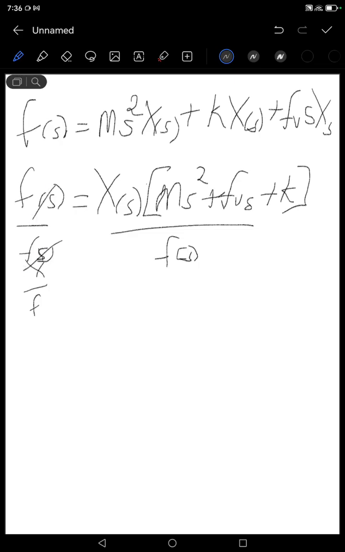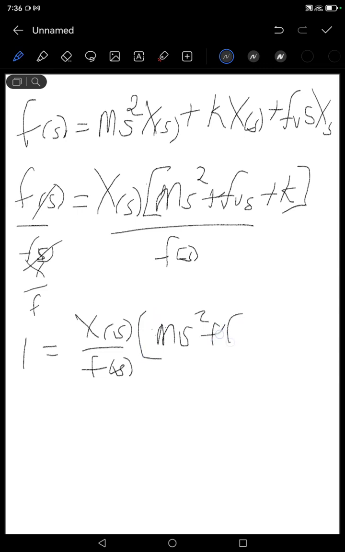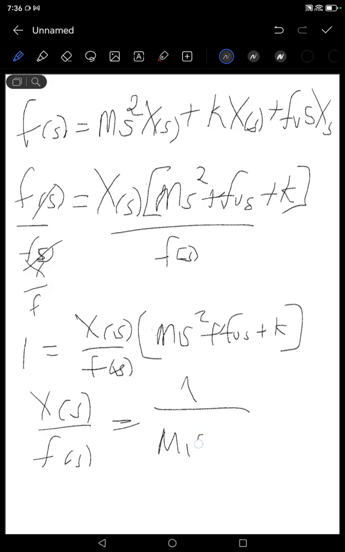And then this one and this one are going to cancel, and then we'll be left with 1 equals to this, multiplied by Ms squared plus fvs plus K. And then we can divide both sides by this Ms squared plus fvs plus K. So we're going to have this. This is what we are looking for, and then we are done with the first question that we were asked.